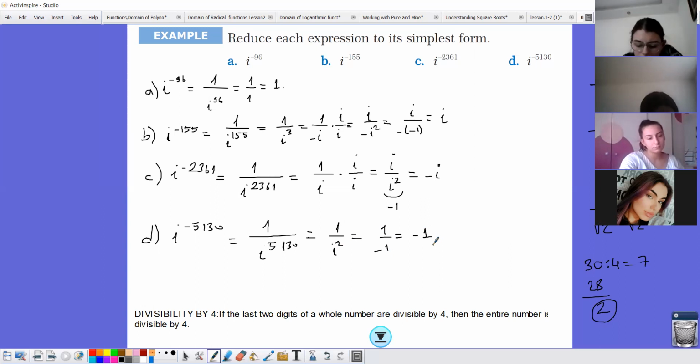It's only a bit longer solution, but again, you divide by 4 and take the remainder. The important thing is you need to know the first 4 powers: I, I squared, I cubed, and I to the power of 4. You need to know them, and then we are always using this 4.